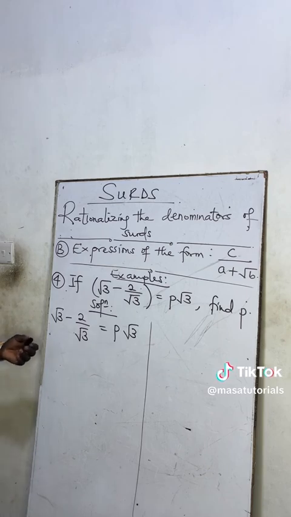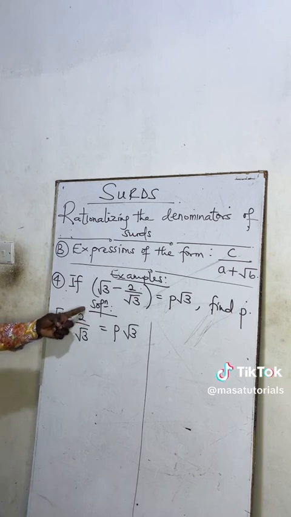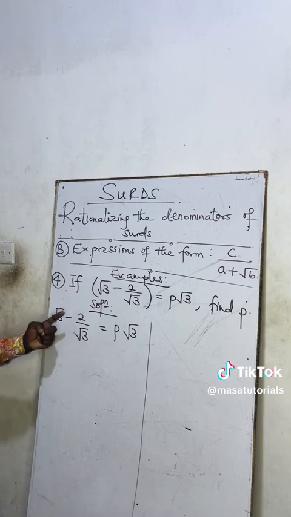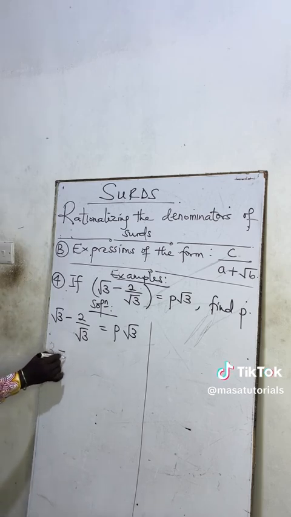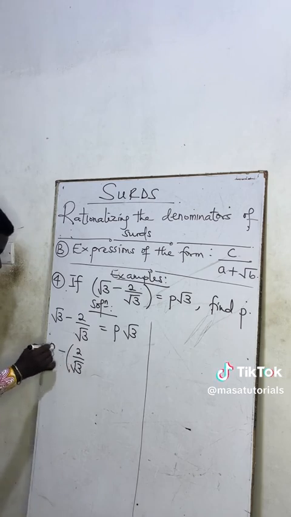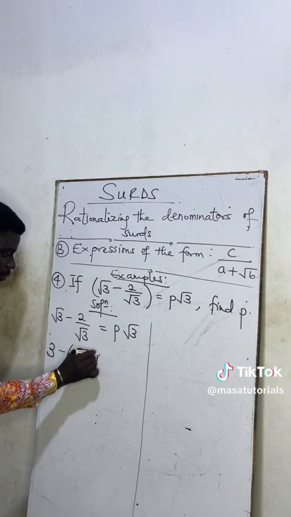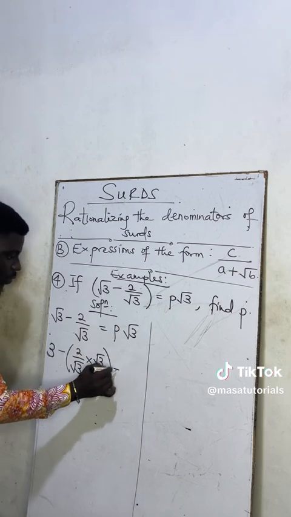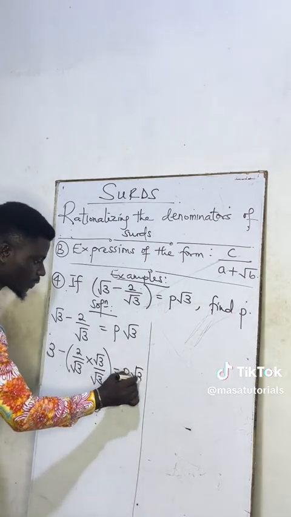We can better still see that we can rationalize this. Thus, we have a set here, which is square root of 3. And with this, we can find its conjugate. So we just rationalize this one. It will be 3 minus 2 over square root of 3 times square root of 3 over square root of 3 equals P square root of 3.